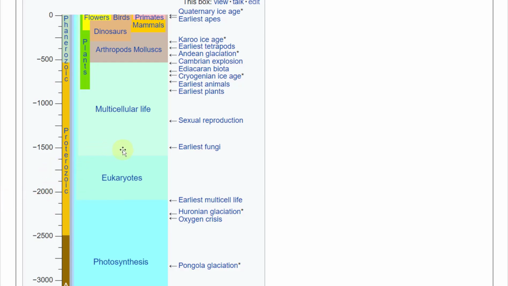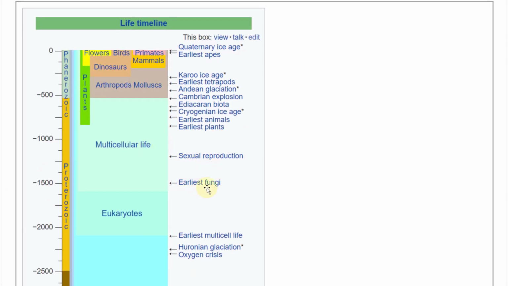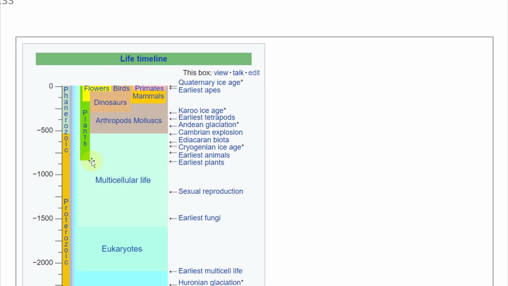And this is the Proterozoic period over there. And then what you have is earliest fungi. And then we have sexual reproduction, multicellular life in this period, and you get some plants branching out. And this is the Phanerozoic period or eon, and this is up to present time, I believe. So then you have earliest plants, earliest animals, the Cryogenian ice age, and then over here the Ediacaran biota.